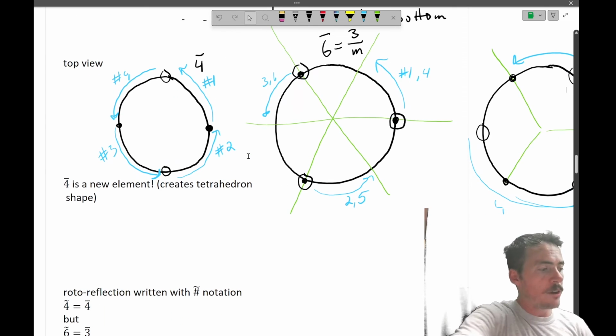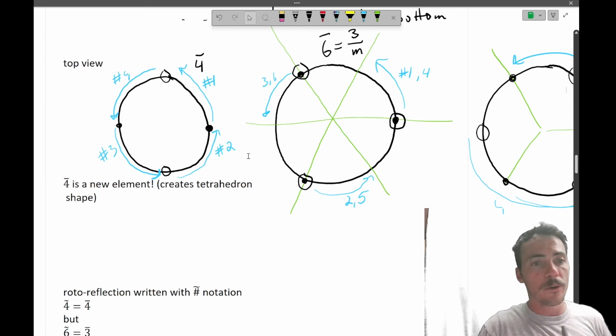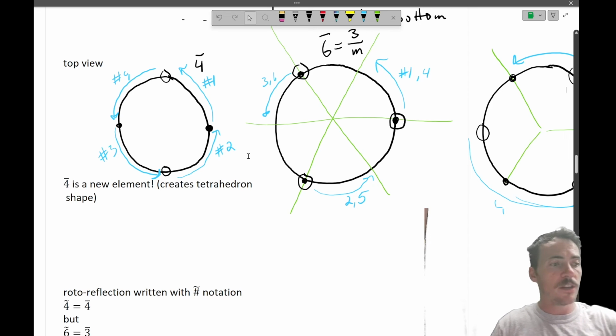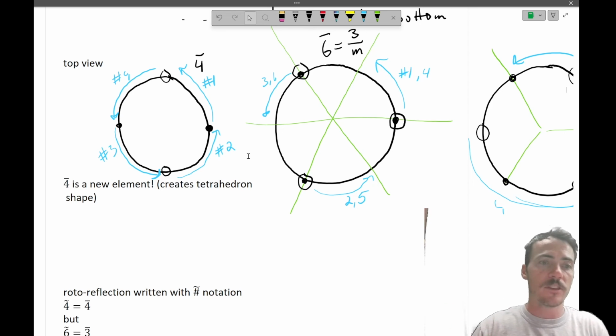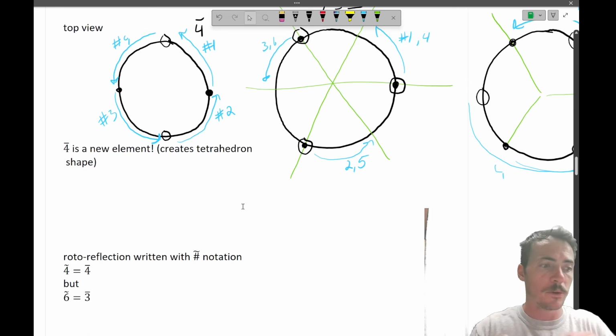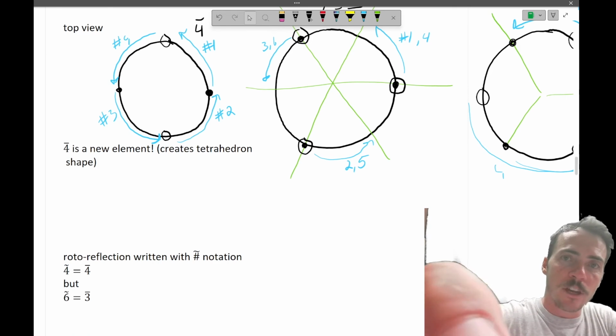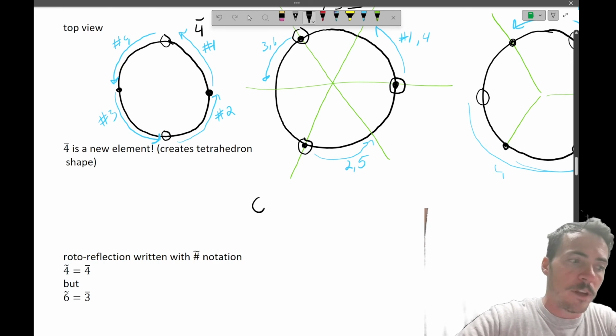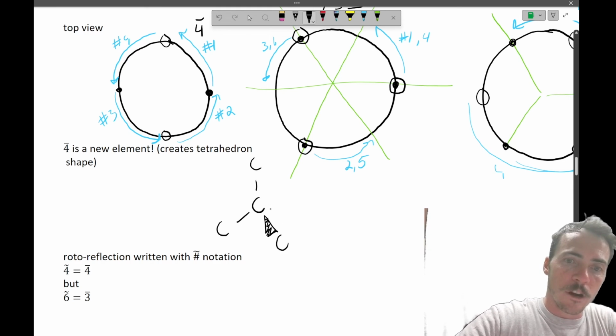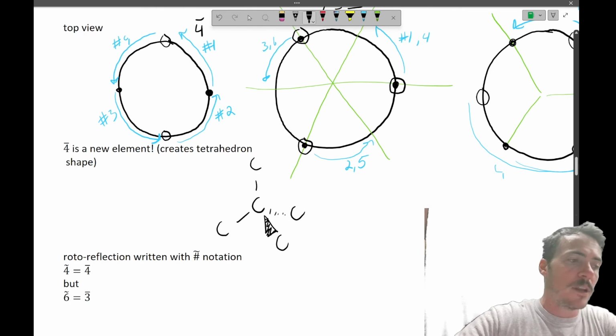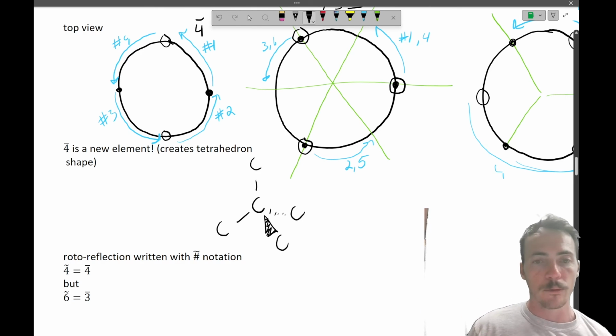So something to point out here is that the 4-fold roto-inversion is actually a new shape. This is a new element. This creates the tetrahedron shape, which we're going to see all the time. So for example, every time in material science, when you see that carbon is bonded to carbon, and then you have that bond coming out towards you to a carbon and the one going into the plane, carbon, that is a 4-fold roto-inversion that creates that shape, right? Okay.